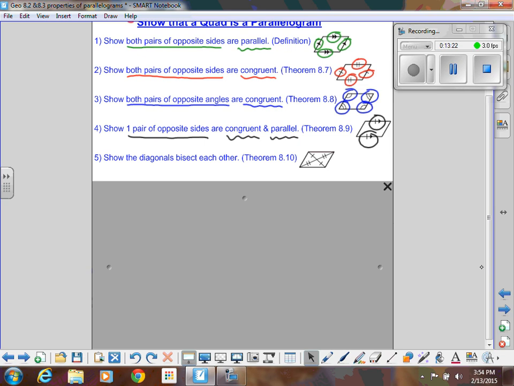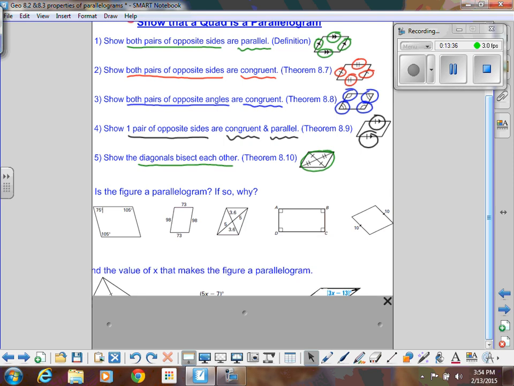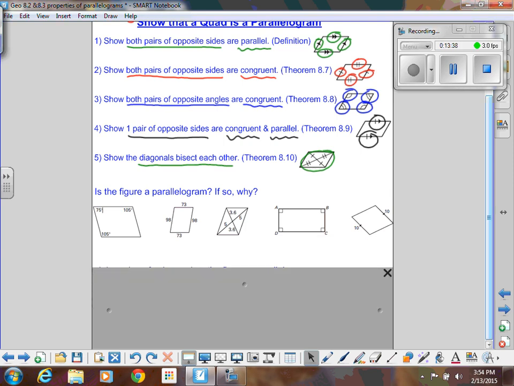And then our last one, if we can show the diagonals bisect each other, so this isn't dealing with sides or angles, it's dealing with those diagonals. If we know that both of those are cut in half by each other, then it's also a parallelogram. All right, so we're going to look at these and see if these are parallelograms.